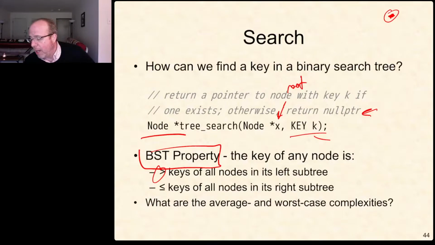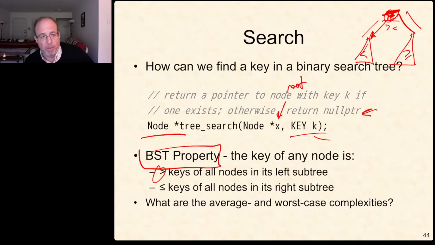If the root isn't what we're looking for and it's greater than what we want, we're going to look in the left subtree, because if it exists, it would have to be in the left subtree. If the root is less than the thing we're looking for, it has to be in the right subtree, because everything in the right subtree is greater than or equal to. So if the root is greater than the thing we're looking for, we search the left subtree. If the root is less than the thing we're searching for, we search the right subtree. Okay, that's the intuition behind the algorithm.